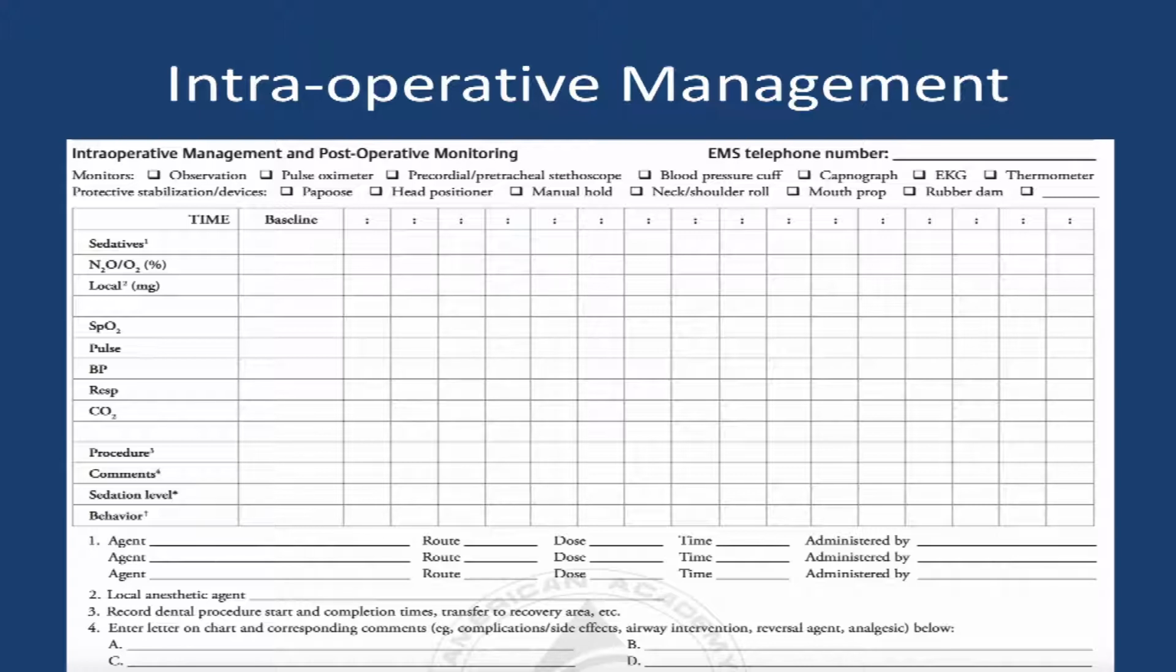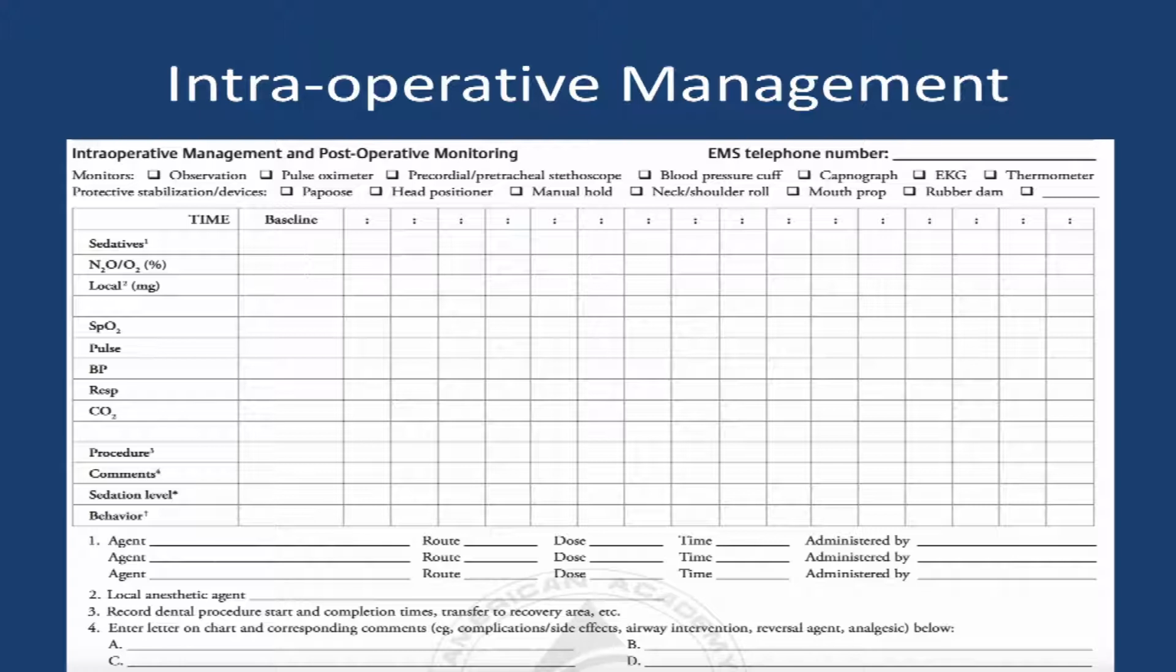Protective stabilization devices include the papoose, a head positioner, or manually holding in active protective stabilization, the neck and shoulder roll, mouth prop, and the dental dam that's available. The recording is at 10-minute intervals starting at a baseline. The baseline vitals are recorded, and it's nice to have those to compare with those done preoperatively, but there's also a portion here where we can note nitrous oxide percentages and local anesthetics in milligrams.